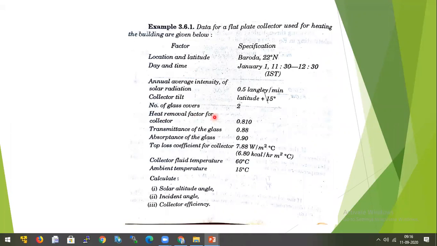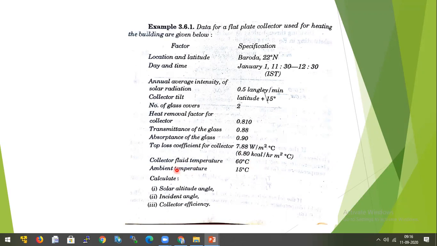Next, the heat removal factor for the collector is 0.810. I will explain these abbreviations afterwards, when they come up in the questions. Next, transmittance of glass is 0.88, absorptance is 0.90, and the top loss coefficient for the collector is 7.88 watts per meter square. Actually, the other value below is 6.80. We have to take the values in kilocalories per hour per meter square per degree Celsius, not watts per meter. We take the lower value.